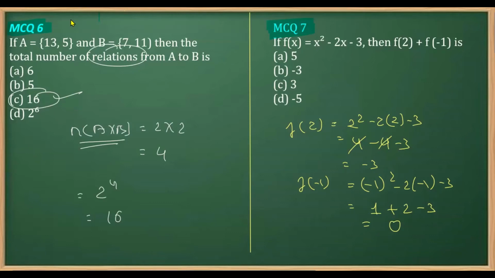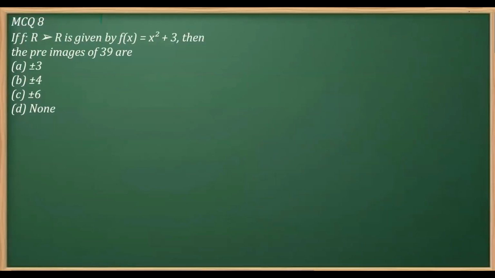Now check here, if I plug in the value here, we have to get this f of 2 which we got as minus 3 and f of minus 1 we got as 0. So the result is how much? This is minus 3 plus 0. We got this 0, right? So it's coming as minus 3. Therefore, B is the correct option in this case.